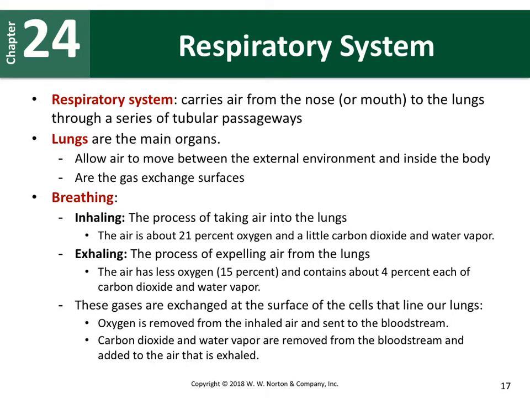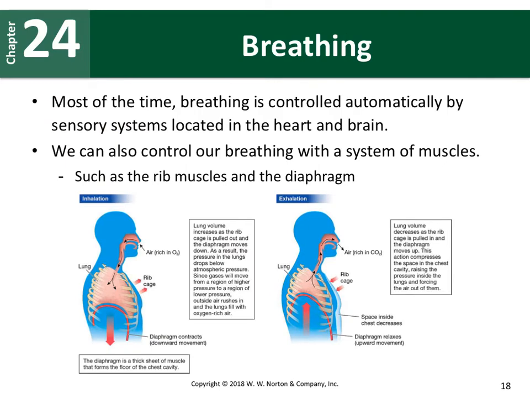These gases are exchanged at the surface of the cells in our lungs. So the oxygen is removed from the inhaled air through what are called the alveoli and into the bloodstream where it's taken up by hemoglobin. Carbon dioxide from the blood crosses into the alveoli and is removed from the bloodstream, added to the air, and exhaled. Okay.